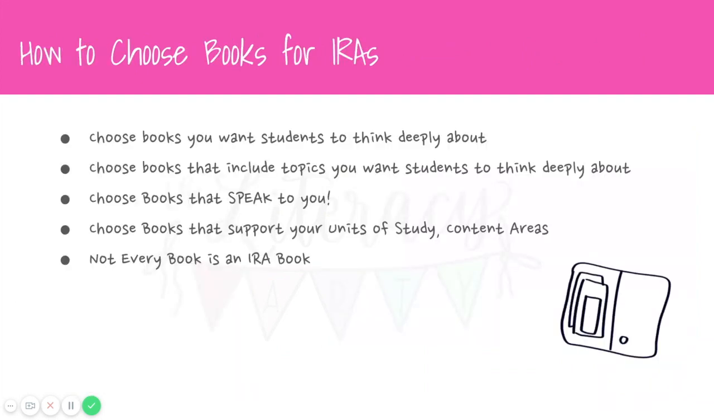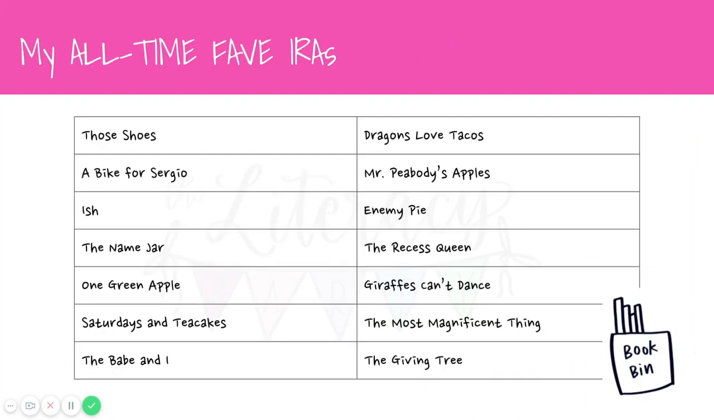So now I'm sure you're wondering where to start and how to choose a read aloud to make into an interactive read aloud. Not every book is an interactive read aloud. Some books are great just to read to enjoy, and there's so much value in that as well. I would choose books that move you, speak to you, and make your students think deeply. You can also choose books that support your units of study and support the content areas you're learning in science and social studies. Here are some of my all-time favorites. There are too many for me to list here, so it's just a small sampling.